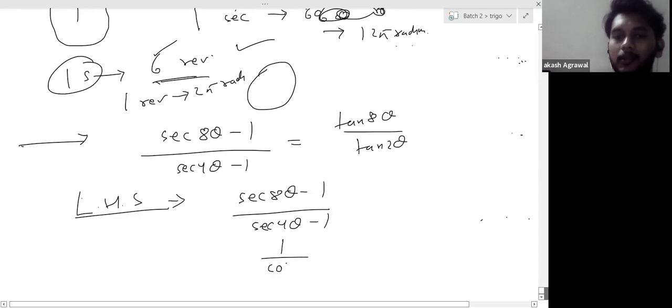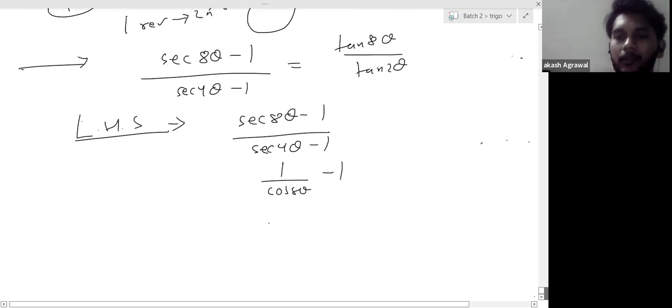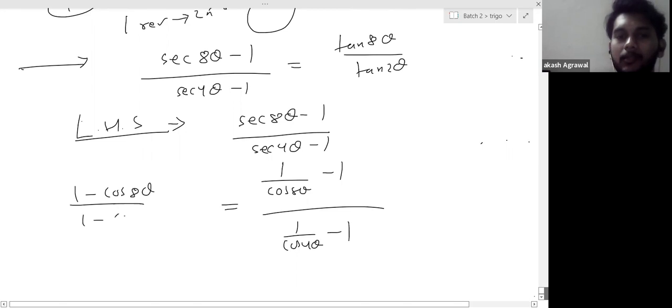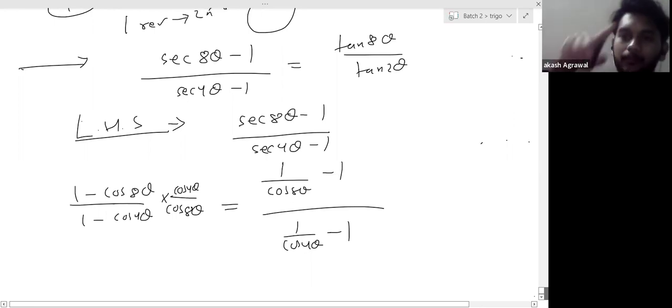So this we can write as (1 upon cos 8 theta minus 1) upon (1 upon cos 4 theta minus 1). Taking LCM, I'm writing it this side, (1 minus cos 8 theta) upon (1 minus cos 4 theta), into cos 4 theta upon cos 8 theta. Any problem with this? Because this cos 4 theta is in the denominator and this is a double division, so this will go upside. This is clear?